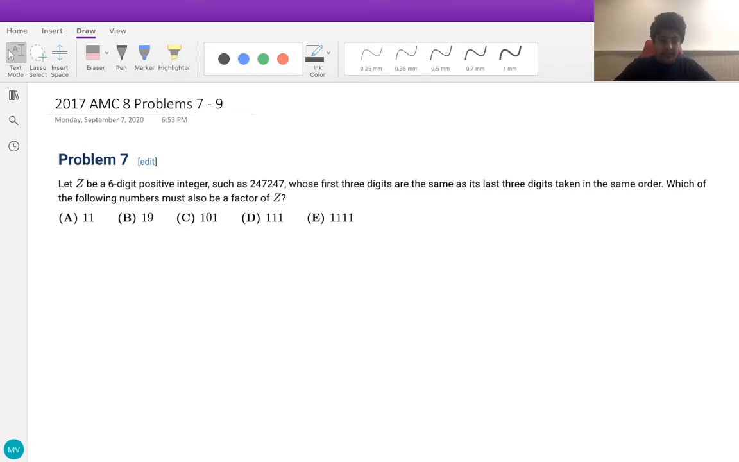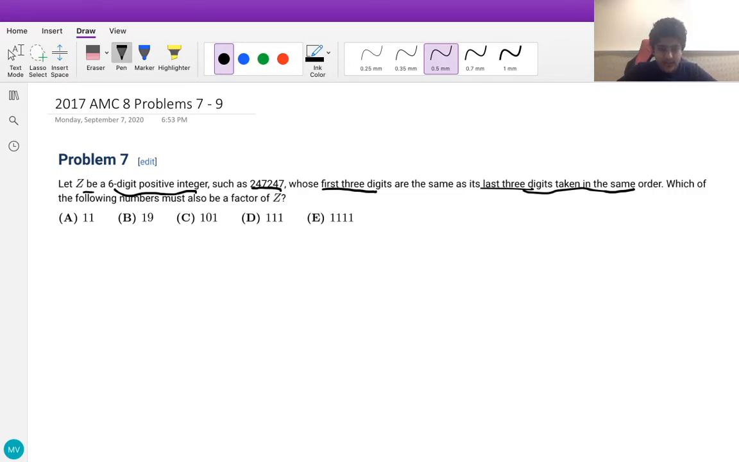Problem 7. Let z be a 6-digit positive integer, such as 247247, whose first 3 digits are the same as its last 3 digits, taken in the same order. Which of the following numbers must also be a factor of z?